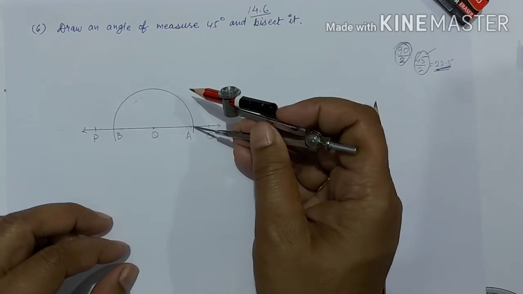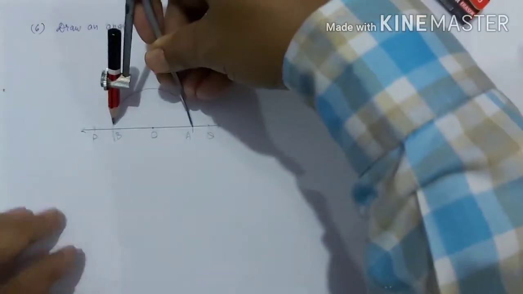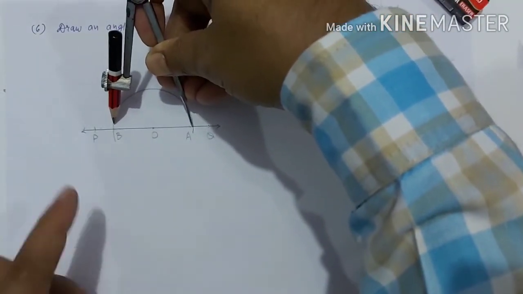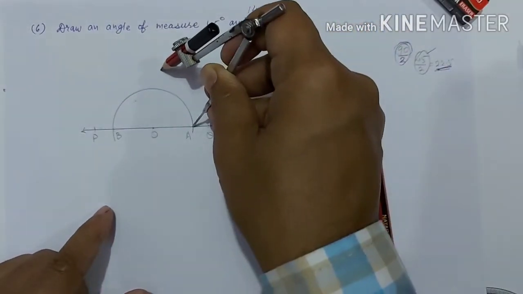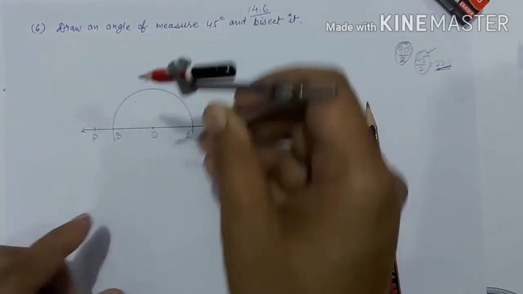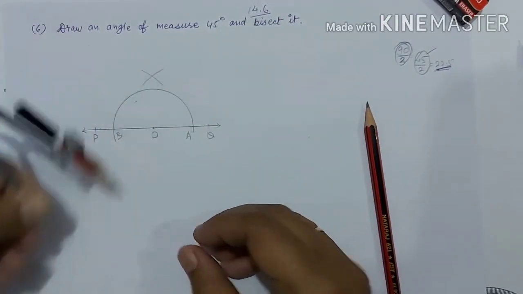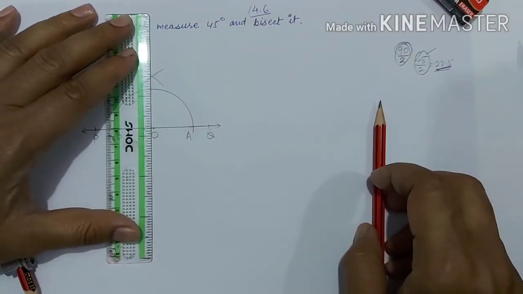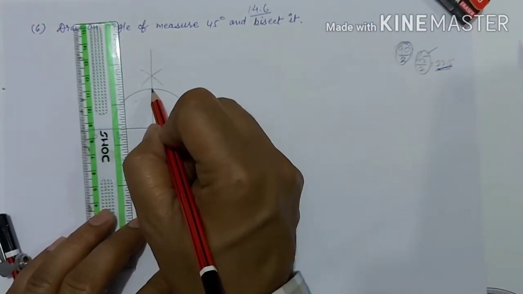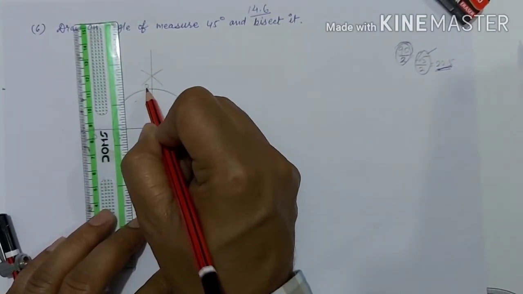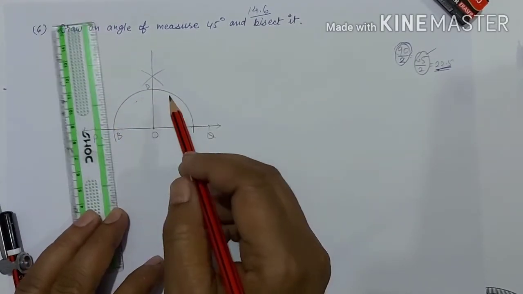So this is the second method. You measure the length of AB, and with more than half of AB as radius, draw the first arc, and with the same radius draw the second arc, and join the line to the intersect point. This point is D, because this arc is the arc of angles.